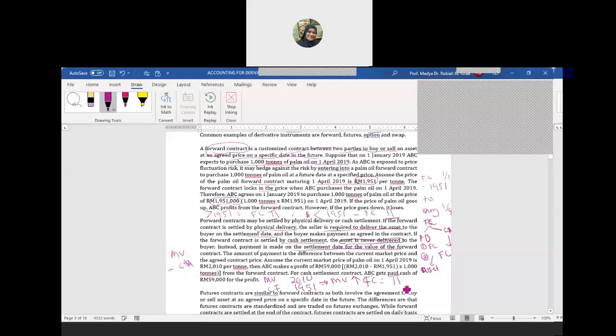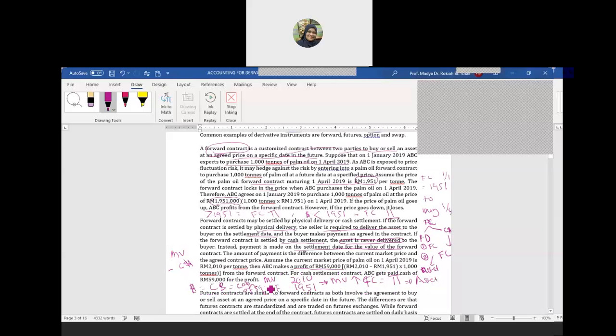The profit for a forward contract will be your asset, so we're going to report that as your asset. In this case, ABC is going to make a profit of 59. The 59 is the difference between 2010 minus 1951, the contract price, times 1,000 tons. For the cash settlement, ABC gets paid cash of 59 for the profit. For the cash settlement journal entries, you only get a profit of 59, and you're going to get cash of 59.